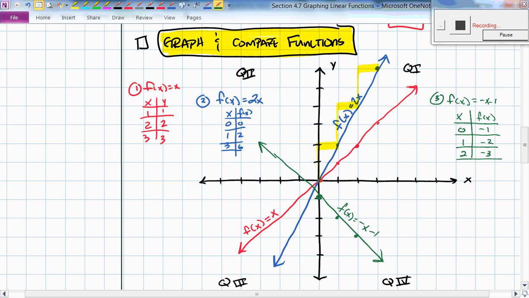Okay, is the slope positive or negative? Negative. How do you know the slope is negative? Because it goes down from left to right. Good. Is it a direct variation? No. Why not? Doesn't pass through the origin. What is the slope of this line? For every unit down, I go over to the right 1. Down 1, over to the right 1. So the slope is negative 1. Very good. And what's the y-intercept of this function? Negative 1.